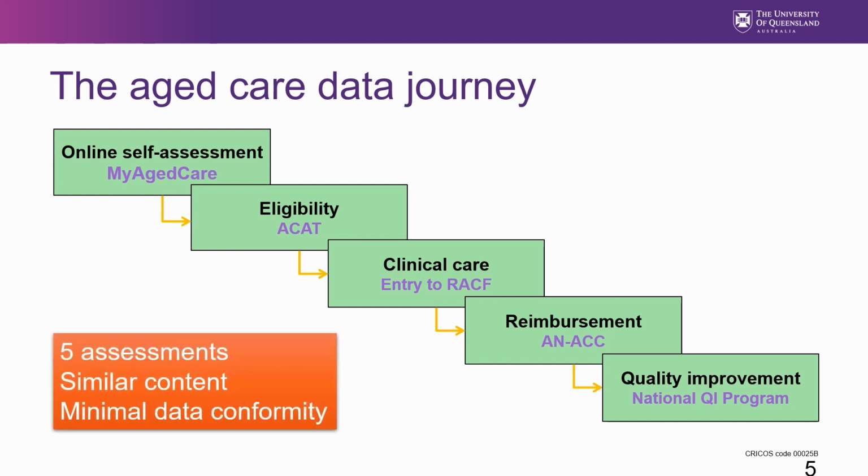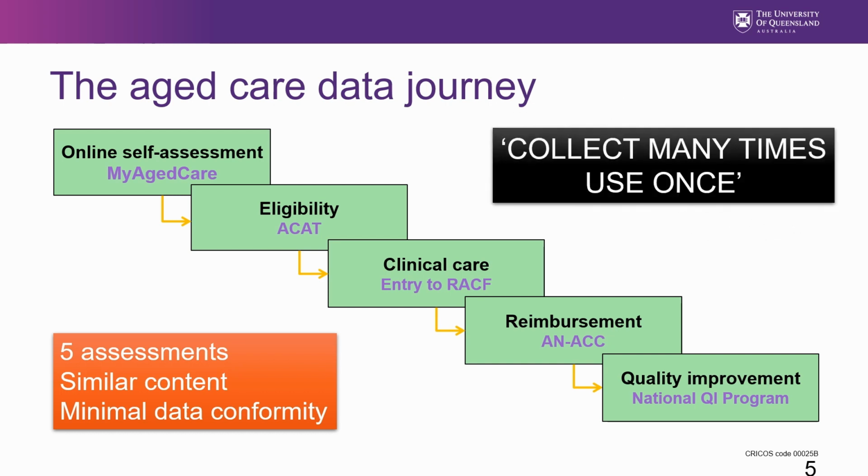So in this chain of assessments, there are in fact 5 assessments. The content of each assessment is similar. The same kind of problems are recorded, but each one of them has its own specific data set, perhaps a series of scales and other applications, but there is minimal data conformity amongst these various assessment processes. So in effect, what we have in Australia is a collect many times, use once approach to the acquisition of information.